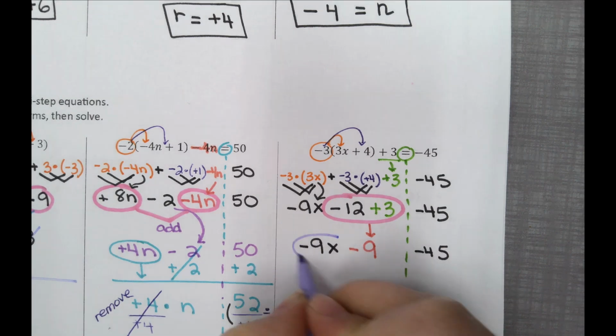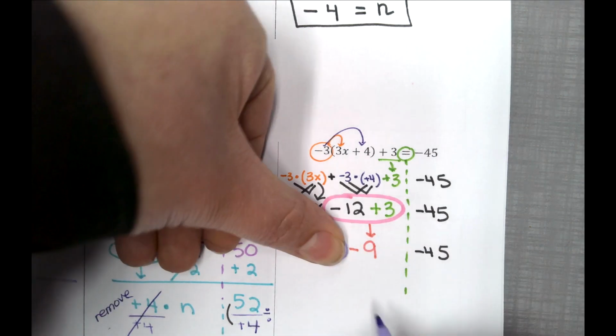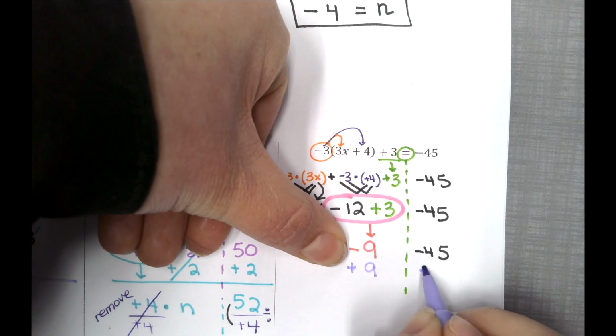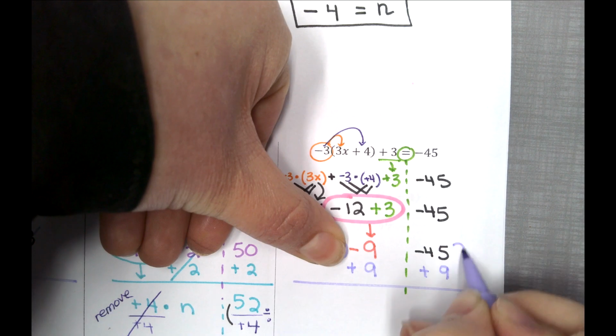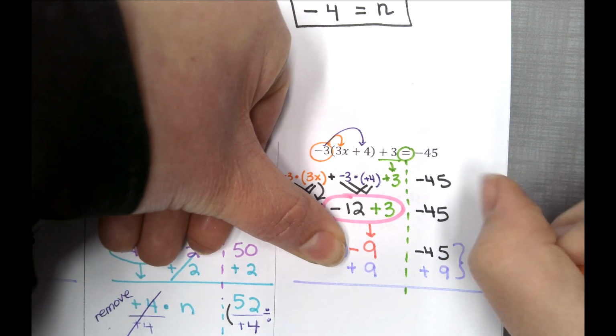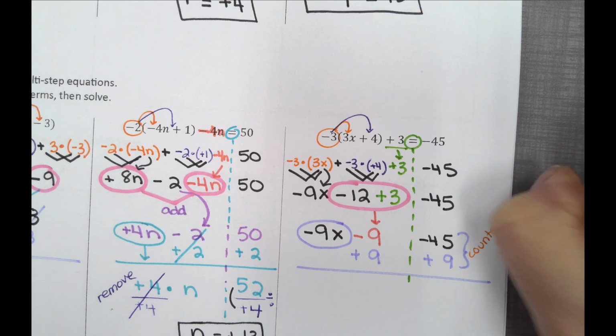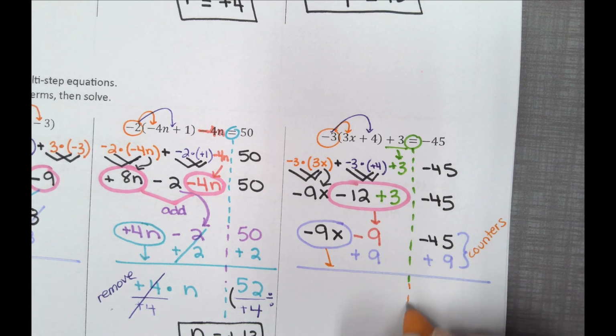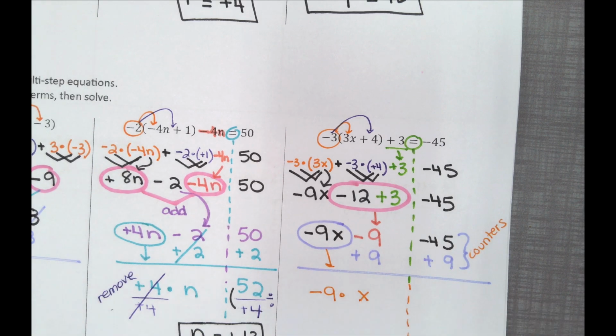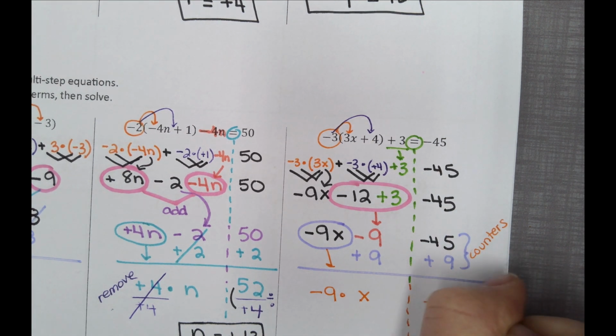Two-step equation: circle the term with the variable, cover it up. I'm going to add 9 to both sides here. Again, this section right here is going to be counters, your addition and subtraction. Use your fingers if you need to do your calculations. Bring down the negative 9 times x, and we have negative 45 plus 9. You can do your counters here, and we get a negative 36.